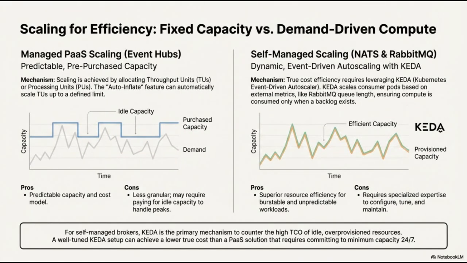Let's examine the trade-offs between fixed capacity and demand-driven compute models when scaling for efficiency. On the left, we look at managed PaaS scaling, exemplified by services like Azure Event Hubs.